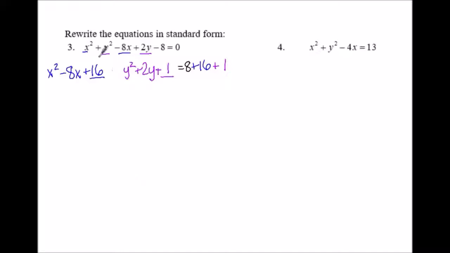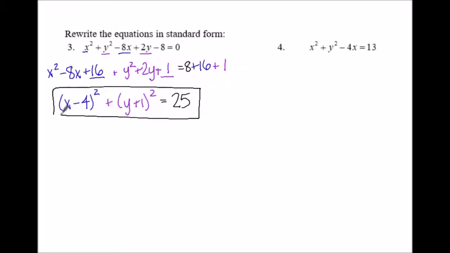Then I need to factor the x part of the equation. And this would factor to be x minus 4 squared. And do the same thing with the y terms. And then I would add up all of the numbers on the other side of the equation, which would give me 25. So this would be my equation in standard form. Now, let's look at problem number 4.